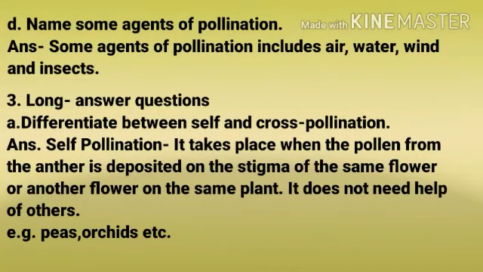Number 3. Long answer questions. A. Differentiate between self and cross-pollination. Answer. Self-pollination takes place when the pollen from the anther is deposited on the stigma of the same flower or another flower on the same plant. It does not need the help of others. Example, bees, orchids, etc.